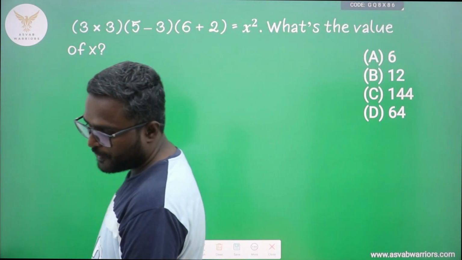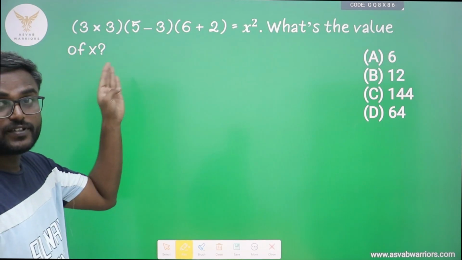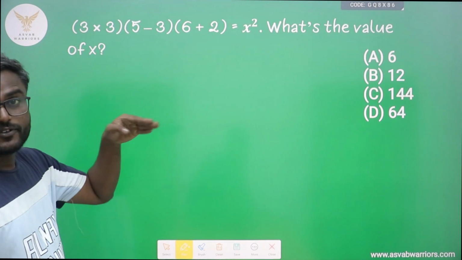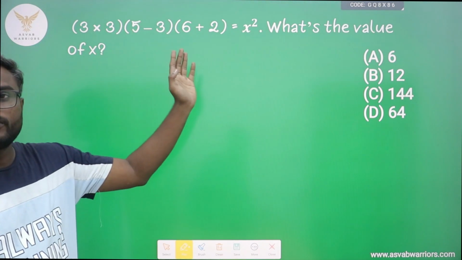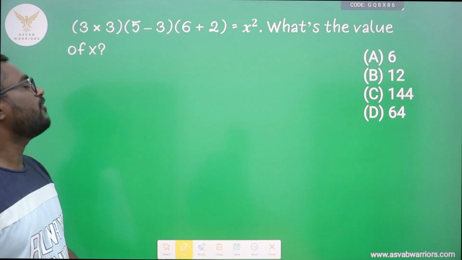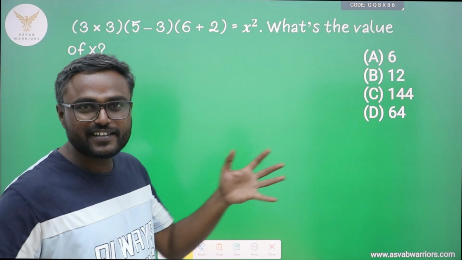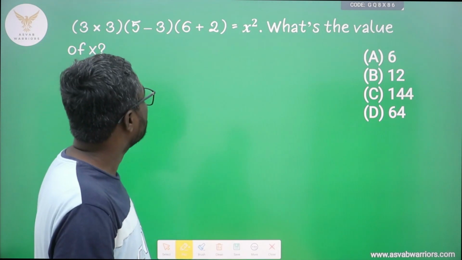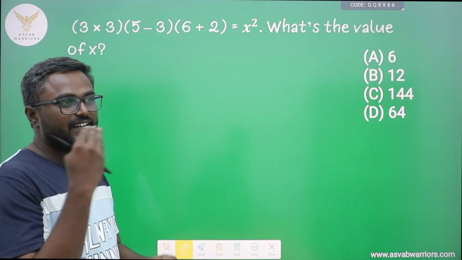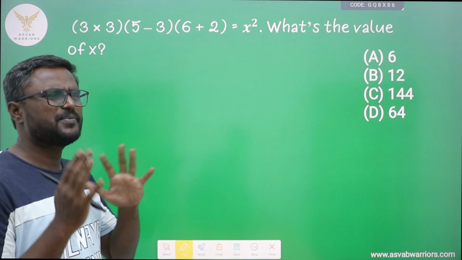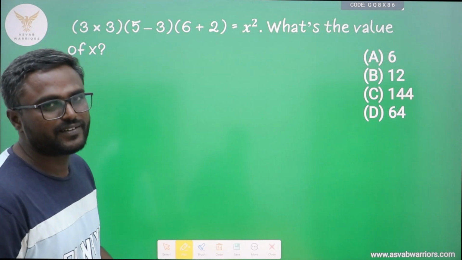So the next question says that 3 times 3 times 5 minus 2 times 6 plus 2 equals x square. And what is the value of x on top of that? So many difficulties at the same time. What do we do? So there are two ways of doing it. One is the easier way, one is the difficult way. Not difficult, more steps and less steps. So first I am going to solve it using the more steps way.